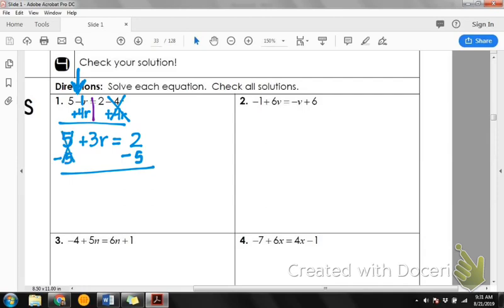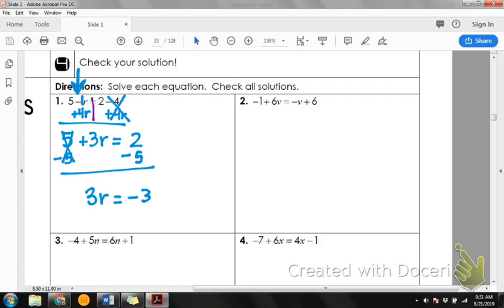And that cancels. So I have 3r. 2 minus 5, those are opposite signs. And what do we do with opposite signs? Subtract. So we have 5 minus 2 is really negative 3. And now we know how to do this for sure.